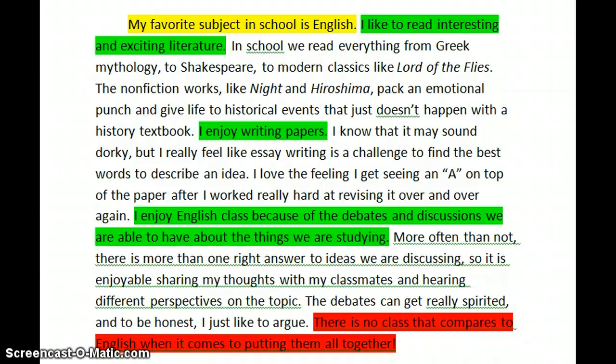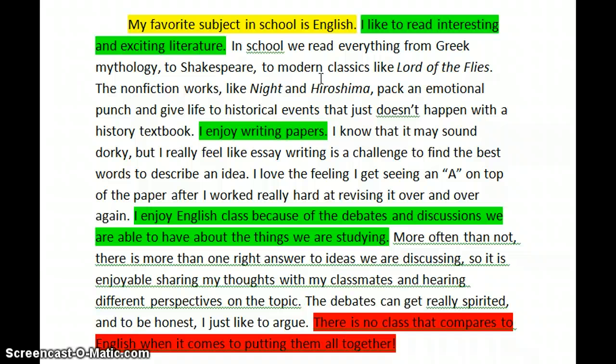Alright, I still have the same things highlighted, but you can see there's a lot of support added in. Now it says, "My favorite subject in school is English." We still have the same topic sentence. "I like to read interesting and exciting literature." Okay, that was our first general statement, but now we've added two sentences of support, and that's what we're going to follow for our paragraph recipe here. For each general statement, you should have two sentences of support following it.